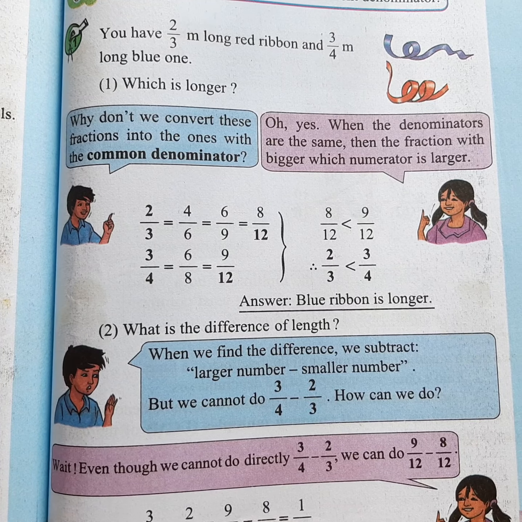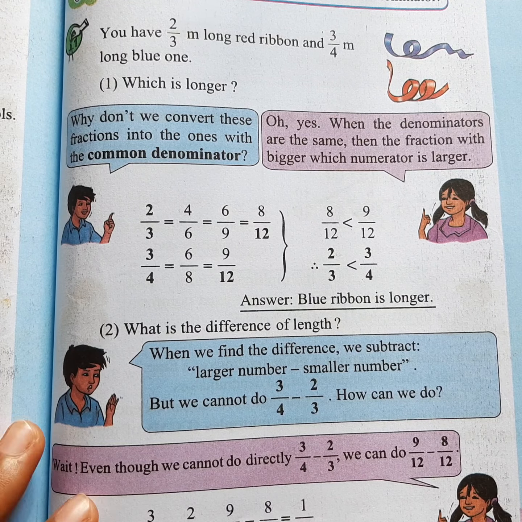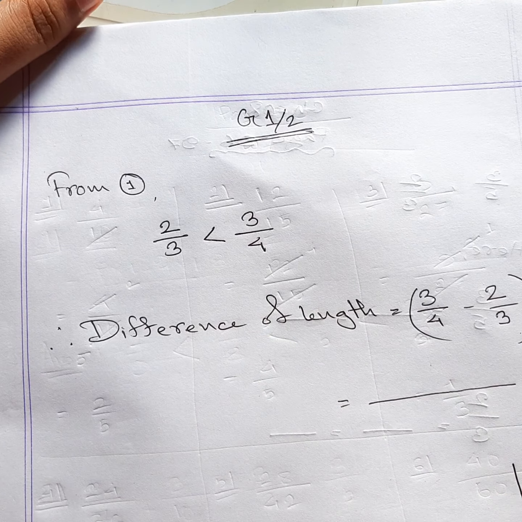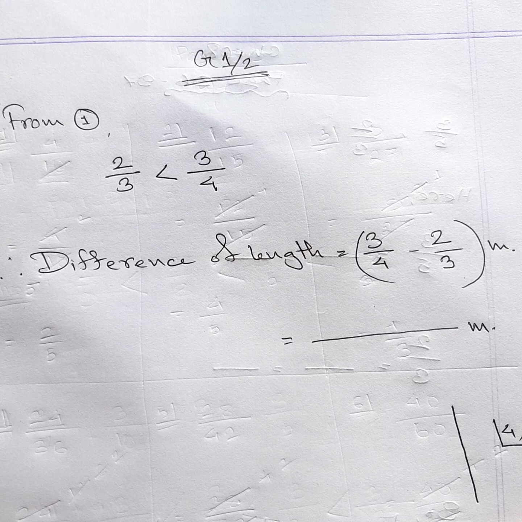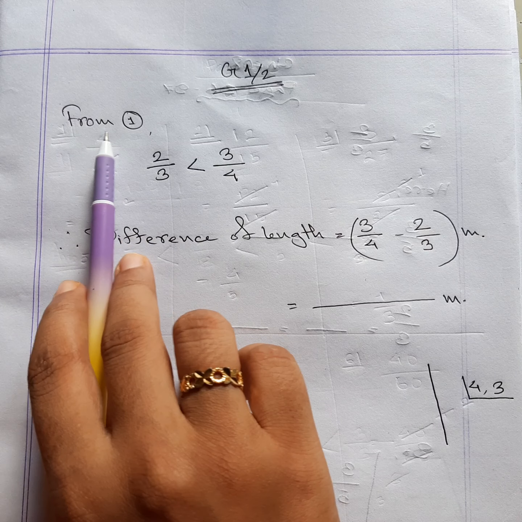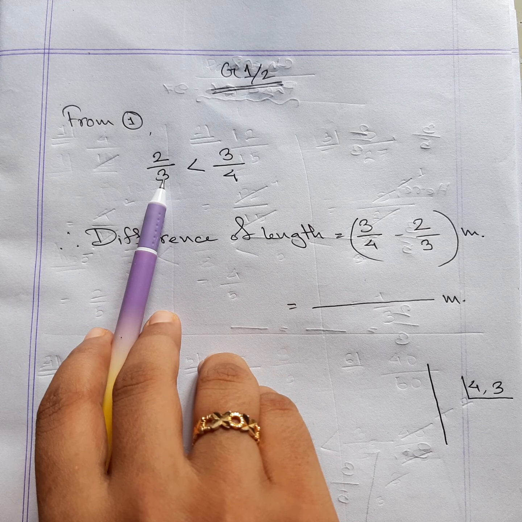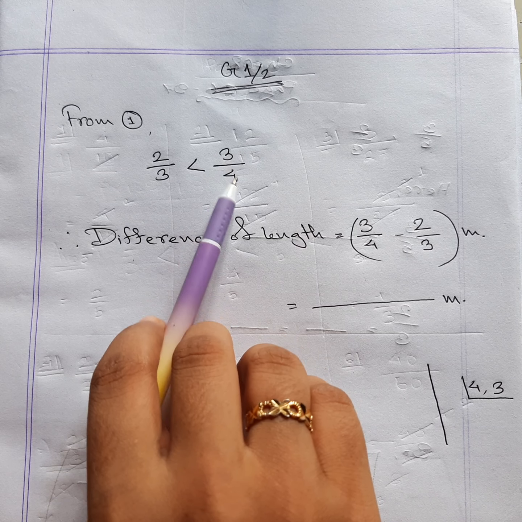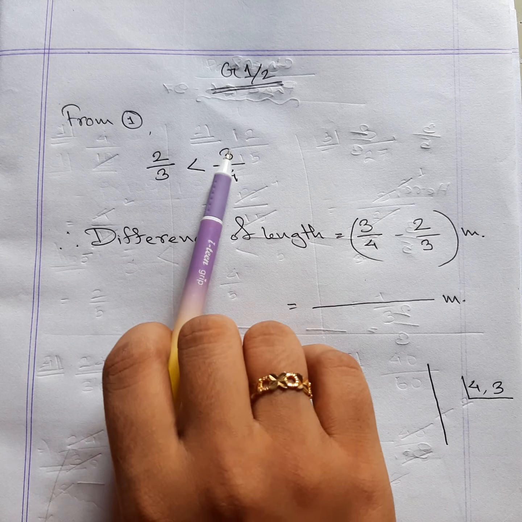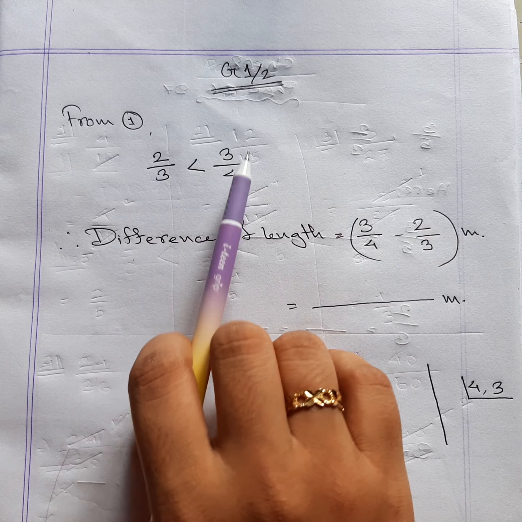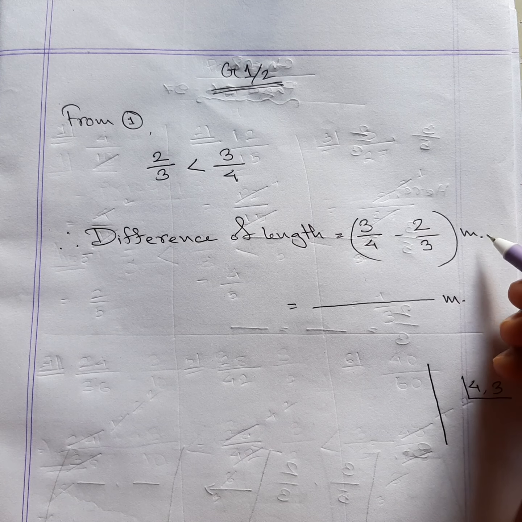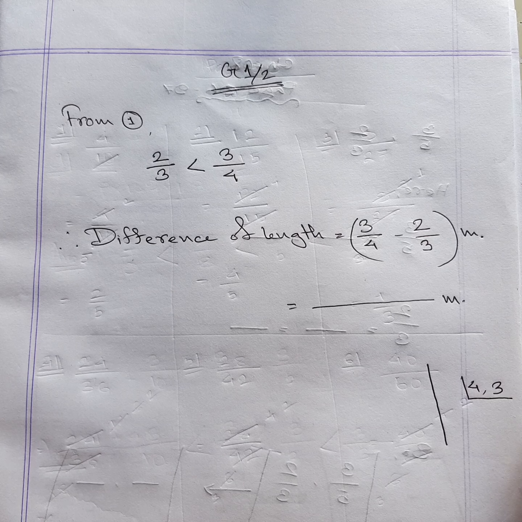So now we already found out which one is greater. The blue ribbon is greater, so we are going to put our blue ribbon in front. So what we are going to write down, let me focus for a bit. Okay, from one number we can say that 2 by 3 is greater than 3 by 4. I said it wrongly, 3 by 4 is greater than 2 by 3. So we are supposed to put that bigger fraction in front and the smaller fraction at the back. And also the unit, never ever forget the unit.